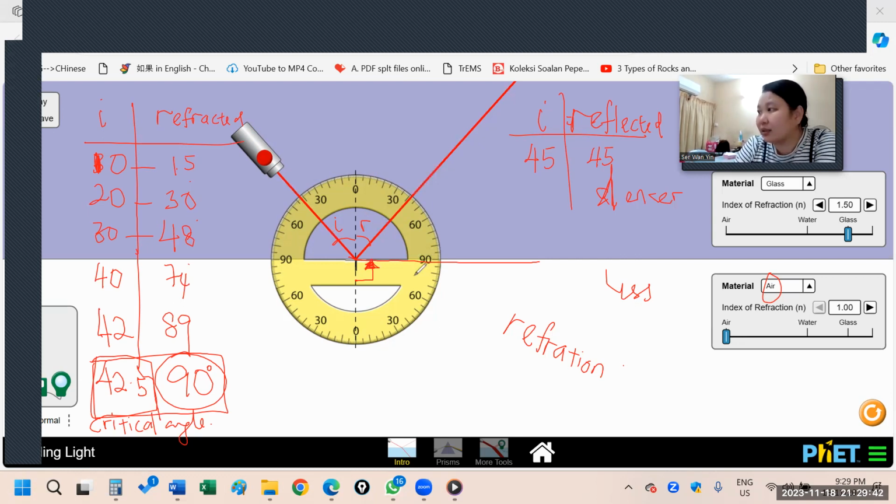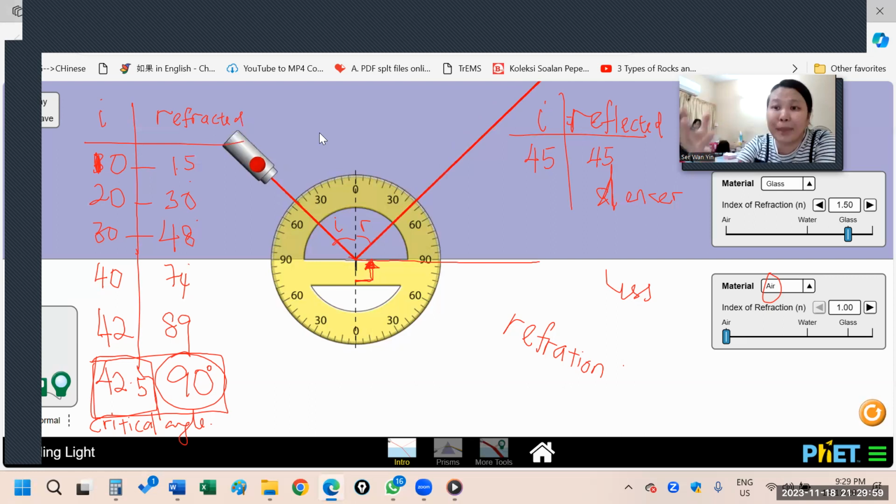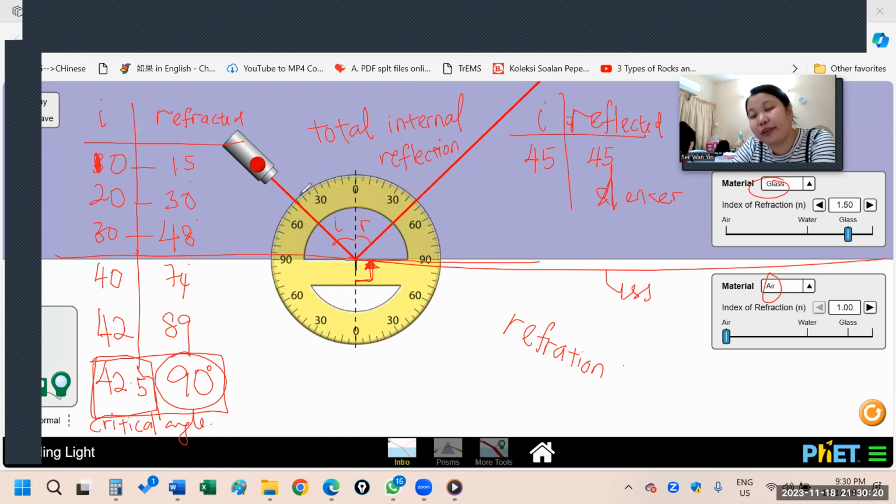Okay, so maximum already. 90 degrees maximum already. Then after that, if you increase the incident ray some more, it just reflects back. So we call this phenomenon total internal reflection. So see, this is glass. The light does not go up, but reflects back.